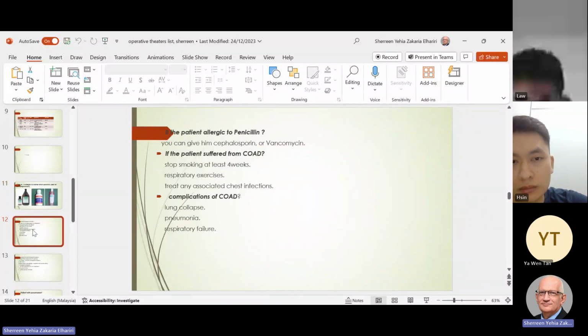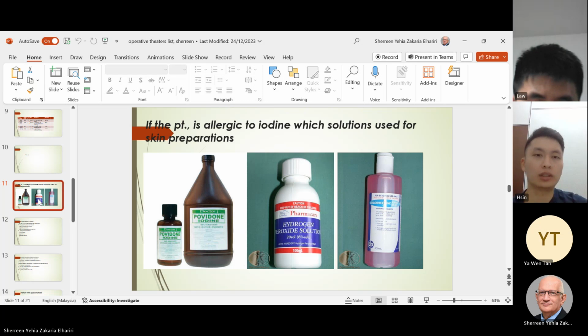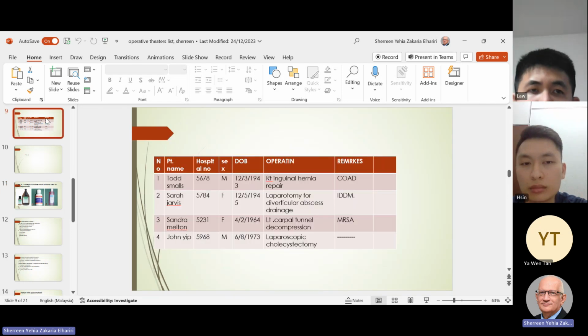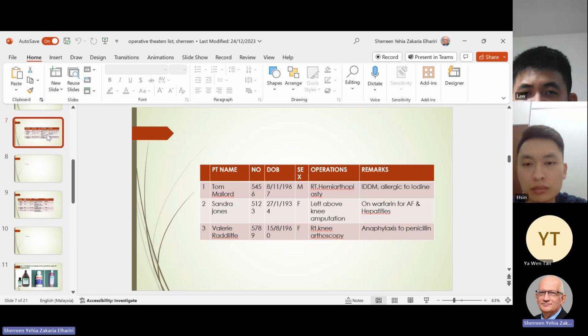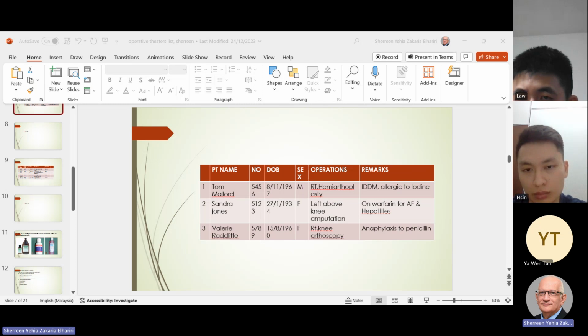After that, we say one of the patients is allergic to penicillin. So if this patient is allergic to penicillin, which antibiotic can you give to him? What operation will he have? The patient allergic to penicillin is having knee arthroscopy. So it is just a superficial operation, a clean operation. So what antibiotic do you need to give to him?